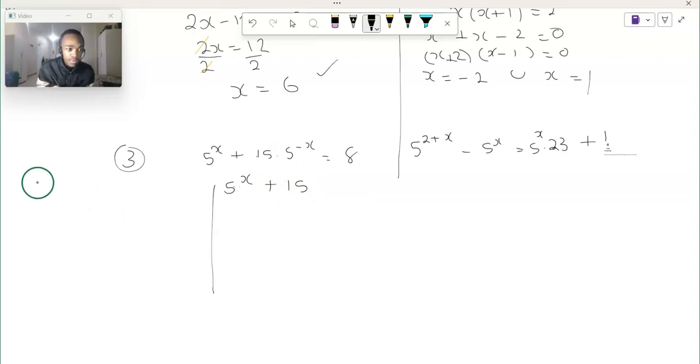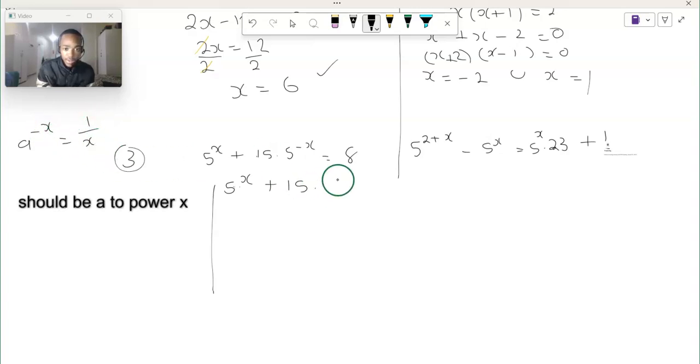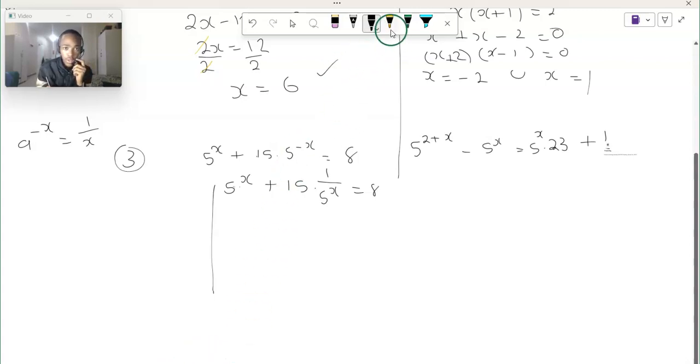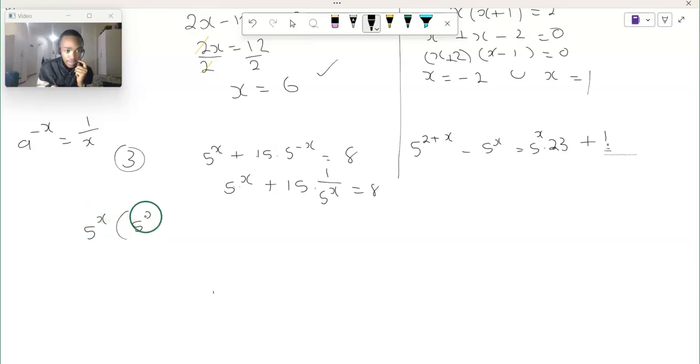Remember how to change a negative. Remember when we said a negative x is the same as 1 over x. So in this case, again, you can say this is 1 over 5x, which is equal to 2. So how do we get rid of this 5x here? We have to times both sides by what? By 5x.